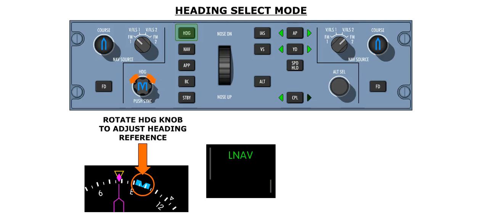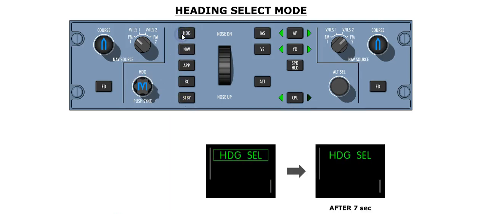Heading selection is made by rotating the heading rotary knob. The heading select mode is selected by pressing the heading push button on the FGCP. This action will automatically override any active lateral mode. Click on the heading push button to continue. When the heading select mode is active, the FMA displays a green boxed heading select label. The box disappears after 7 seconds.